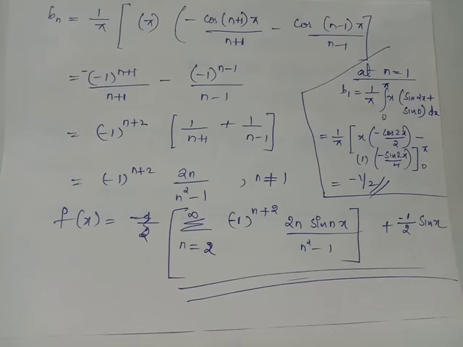1. Here again we can make use of integration by parts and we have b1 equals 1 by pi x multiplied by minus cos 2x divided by 2, minus 1 multiplied by minus sin 2x divided by 4, to which we will give the upper and lower limits pi and 0. We will get b1 equals minus 1 by 2.